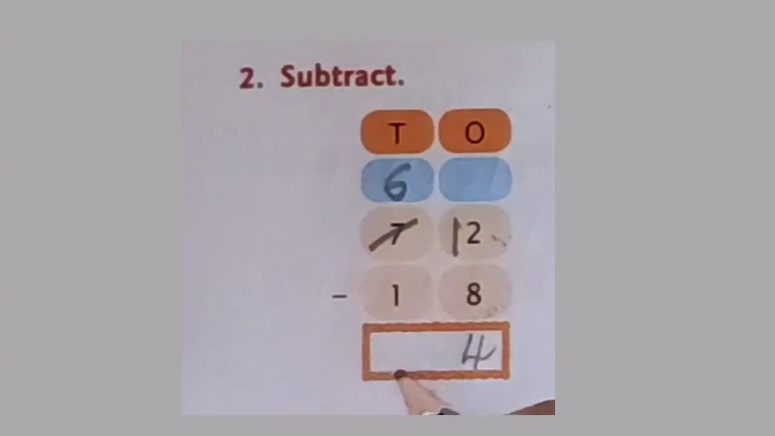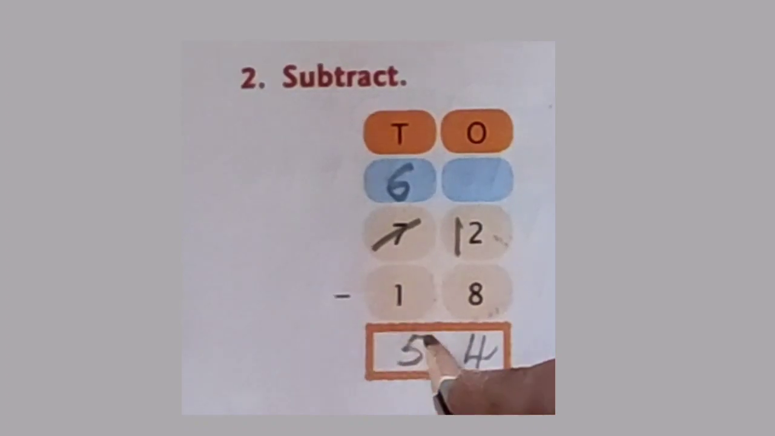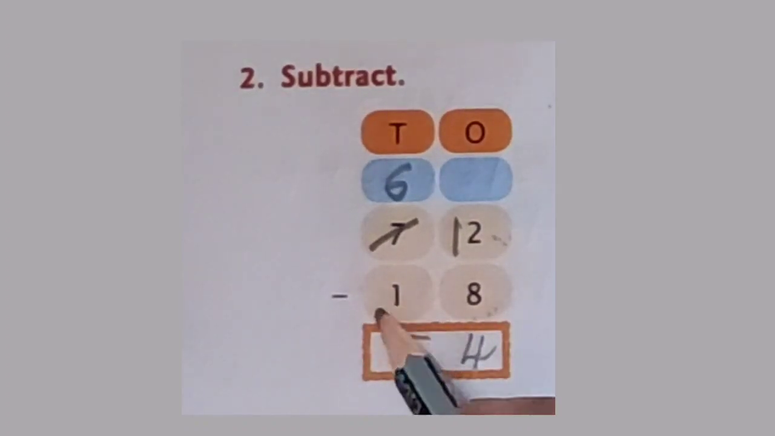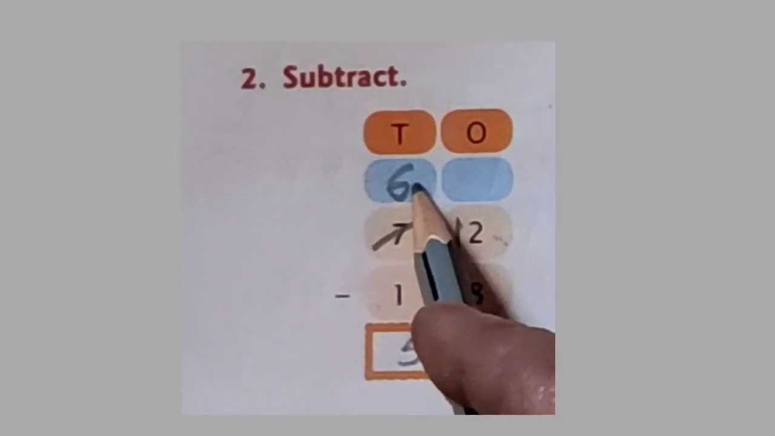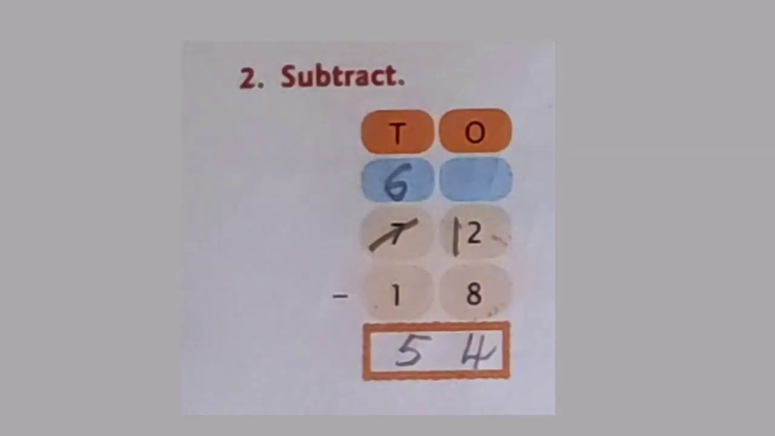Now 6 minus 1. From 6 if you take away 1 it is 5. Or you can start counting after 1 and stop at 6. You get the same answer. So the difference is 54.